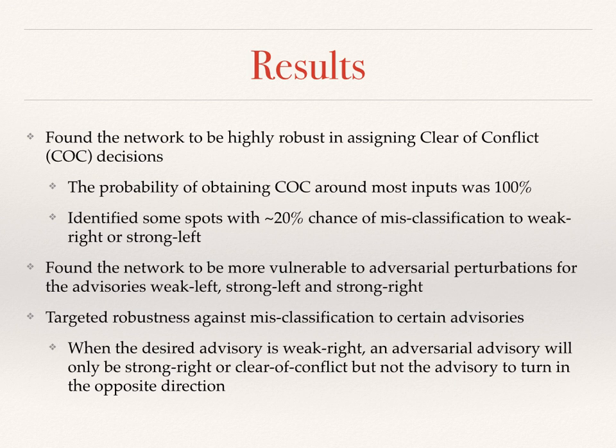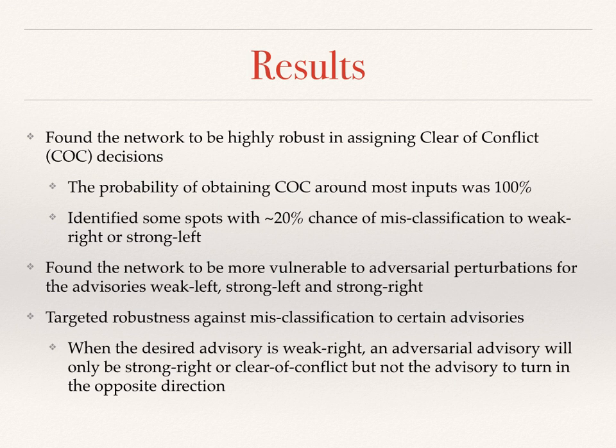So more results, we found that the network is highly robust in assigning clear of conflict decisions, and the probability of obtaining clear of conflict around most inputs was 100%. We also identified some spots with 20% chance of misclassification to weak right or strong left. We found the network to be more vulnerable to adversarial perturbations for the advisories weak left and strong right.